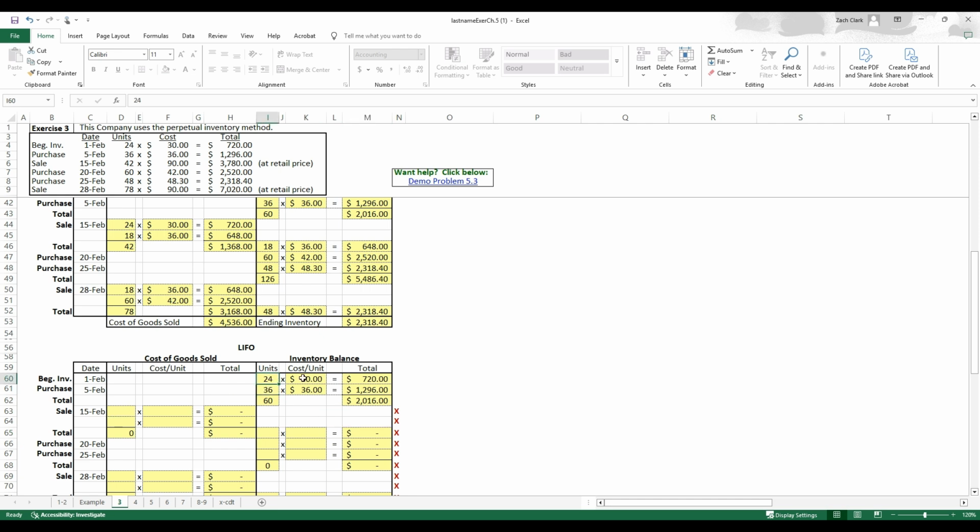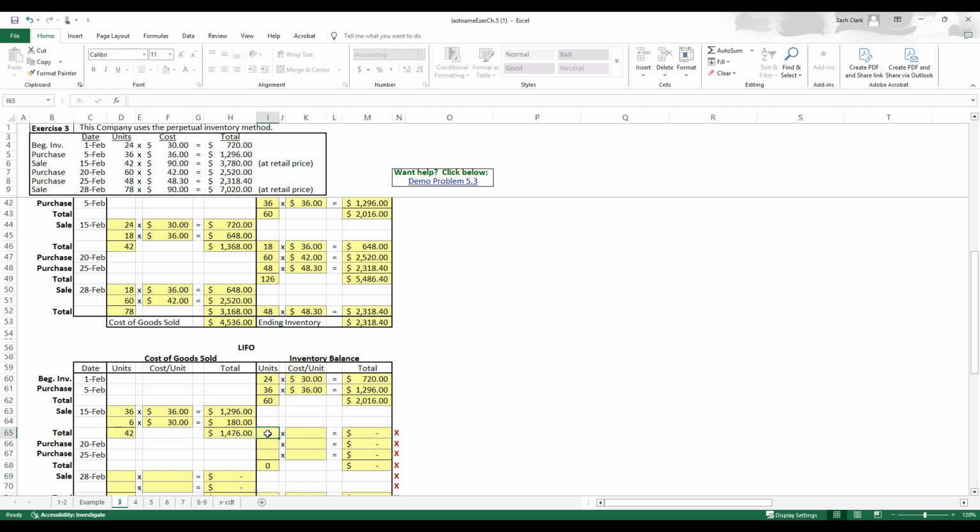So FIFO, we started with this layer, but with LIFO we're kind of working backwards, if you will. First I'm going to do the 36 layer. So that layer's gone. Now we still need 42. It's the same. The difference that we need is 6 more units to get to our total of 42 sold. And those 6 units are going to come from this layer here.